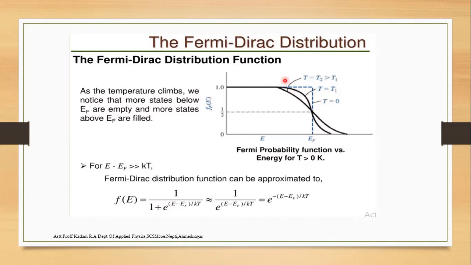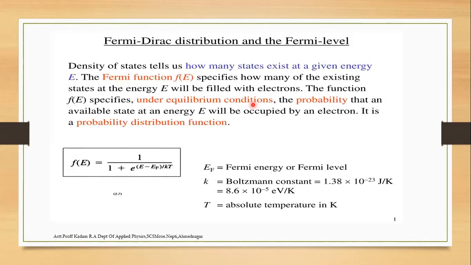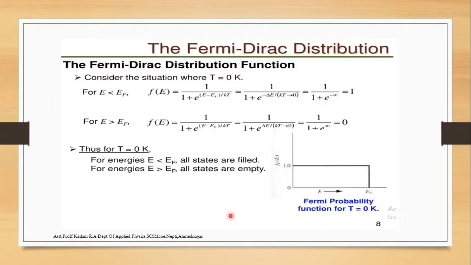That graphical representation is a probability function plotted for different temperatures. From the basic point of view, the Fermi Dirac distribution, the Fermi level function, is related to this formula. First condition: consider the situation T equal to 0 K, then F(E) is equal to 1, and the next condition is equal to 0.